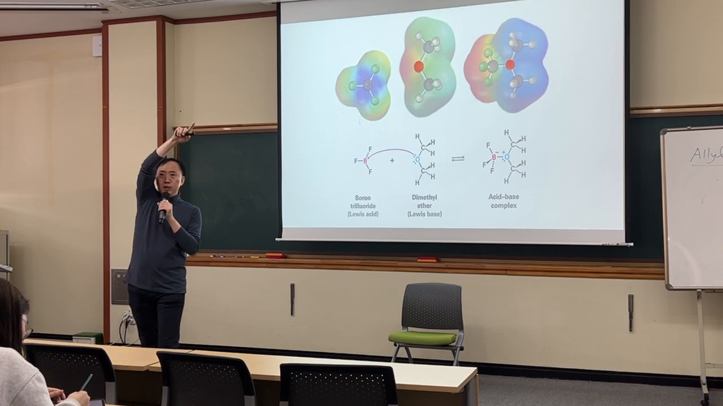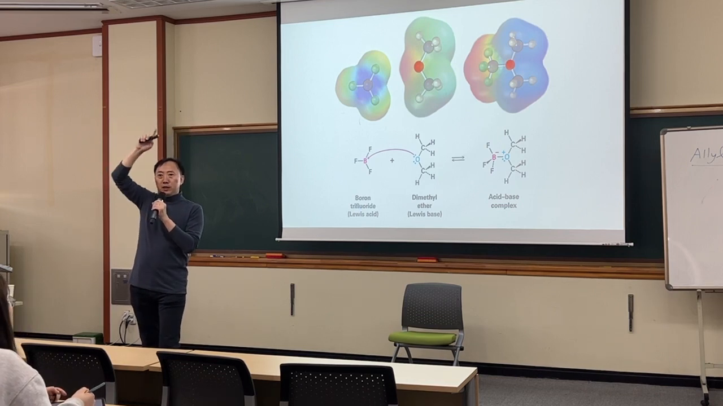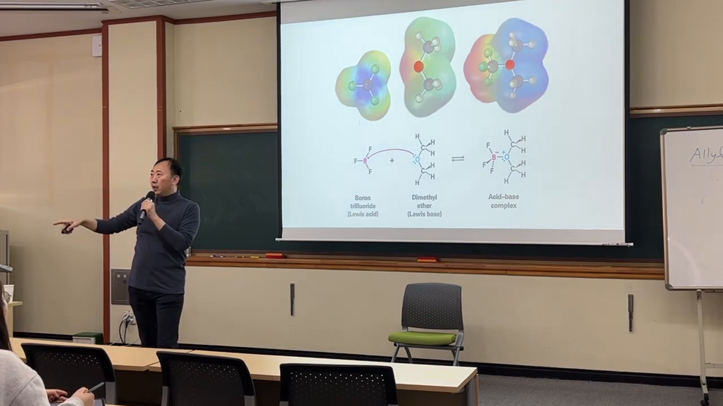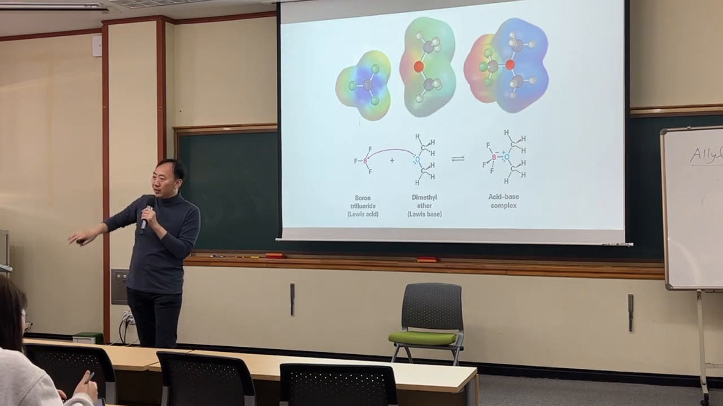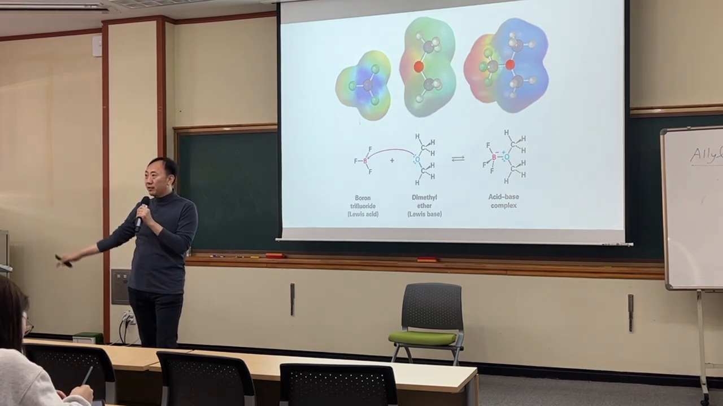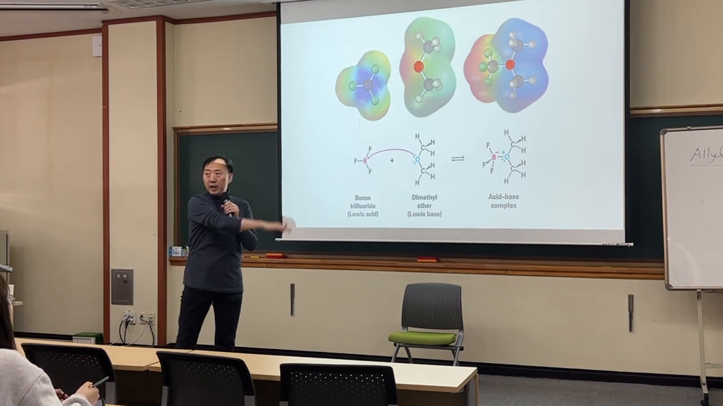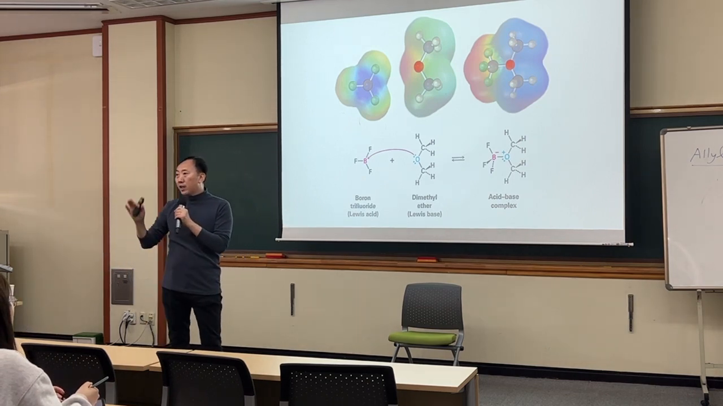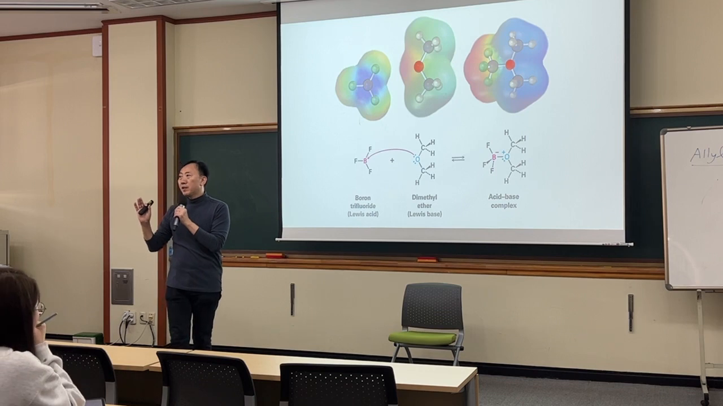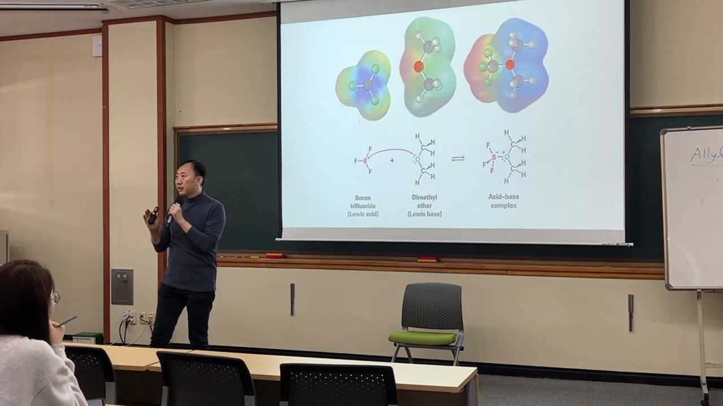Hydrogen, helium, lithium, beryllium, and boron, right? This side is a more metallic area, and this is a non-metallic area here. So boron is like a metal. That means it is electron deficient.